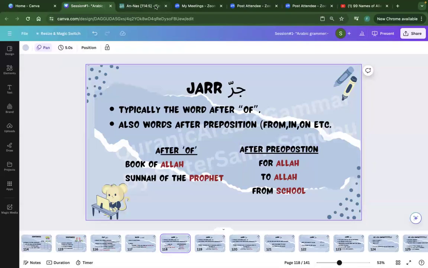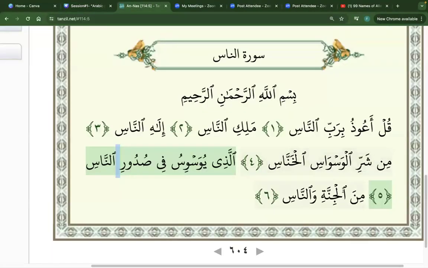Inshallah. Okay, now I'm going to go back. Look at this one. Now I think you guys are on it. You can do it. Meenal Jinnati. Give me the status of Al Jinnati. Why is it jar? Ahmed, why jar? Why is it taking jar? From the jinns and the people. Very good job. Very well done.